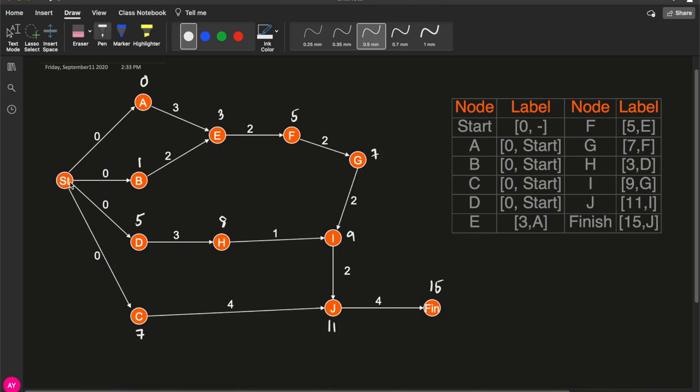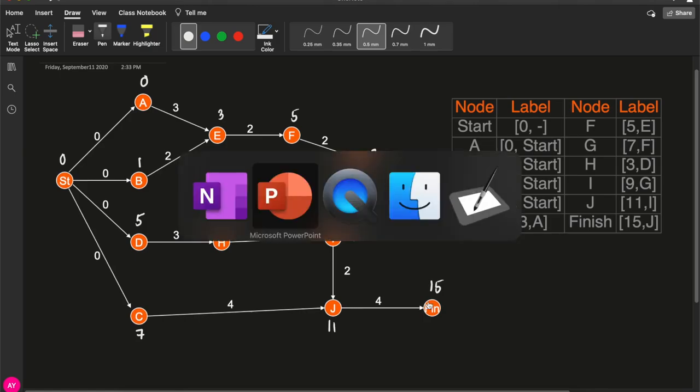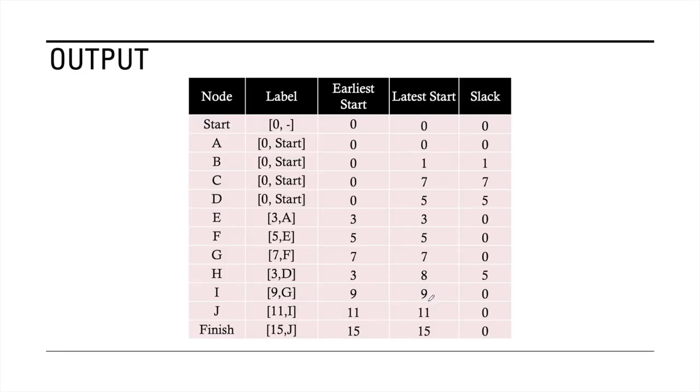Why 0? Because you're actually comparing the different latest start times. One coming from C, so that's 7 minus 0 is 7. The other one coming from D, 5 minus 0 is 5. B, 1 minus 0 is 1. And finally, A, 0 minus 0. And you get the minimum. So as you can see, the numbers on top of each node represent the latest start time of each node. And that can be summarized in this table.